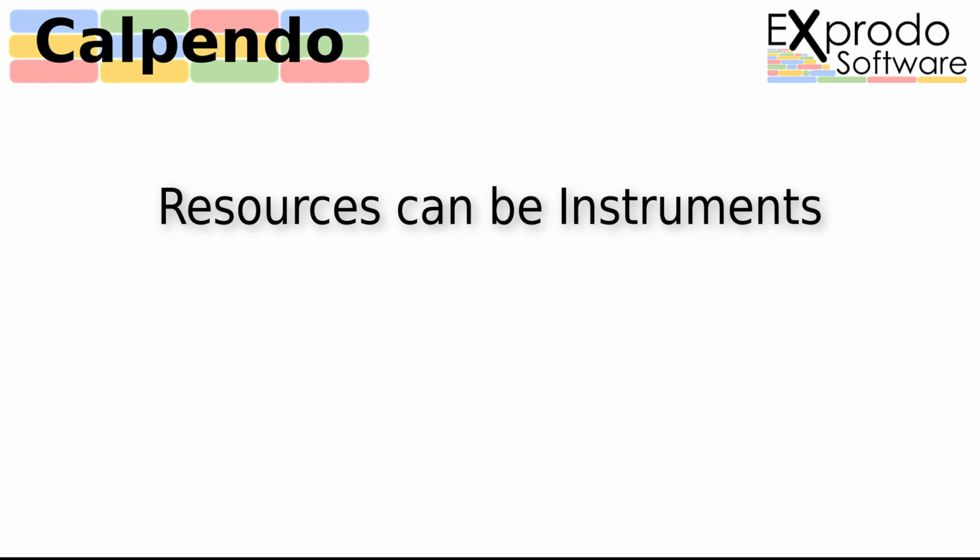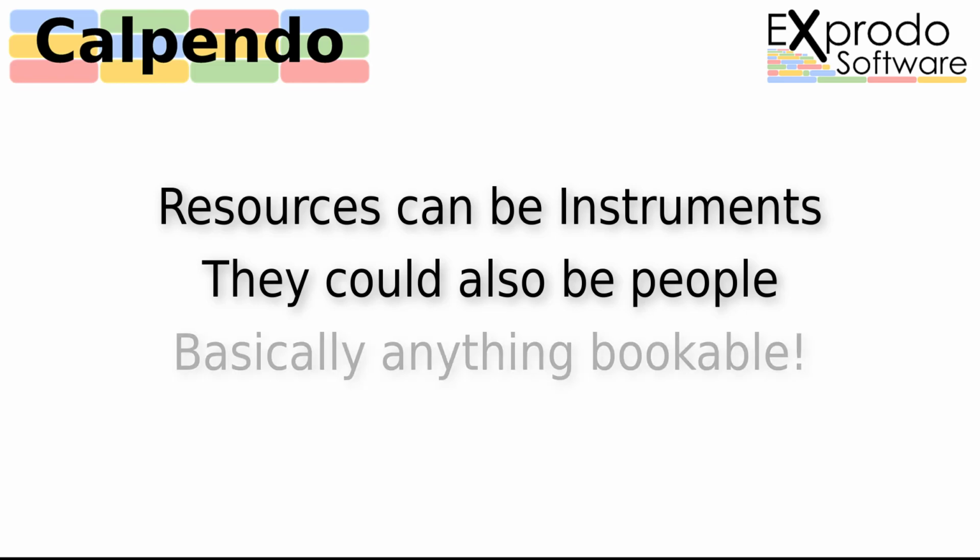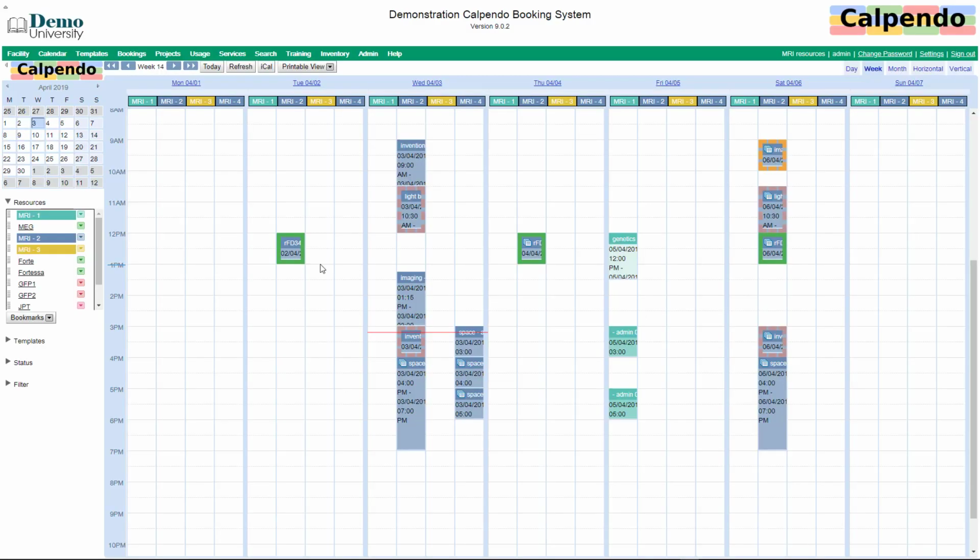Resources can be instruments such as microscopes, flow cytometers, cell sorters, and scanners. Resources could be people, such as nurses, radiographers, and other specialists. Other bookable items could be parking spaces, pool cars, rooms, basically anything that people might reserve in a facility.